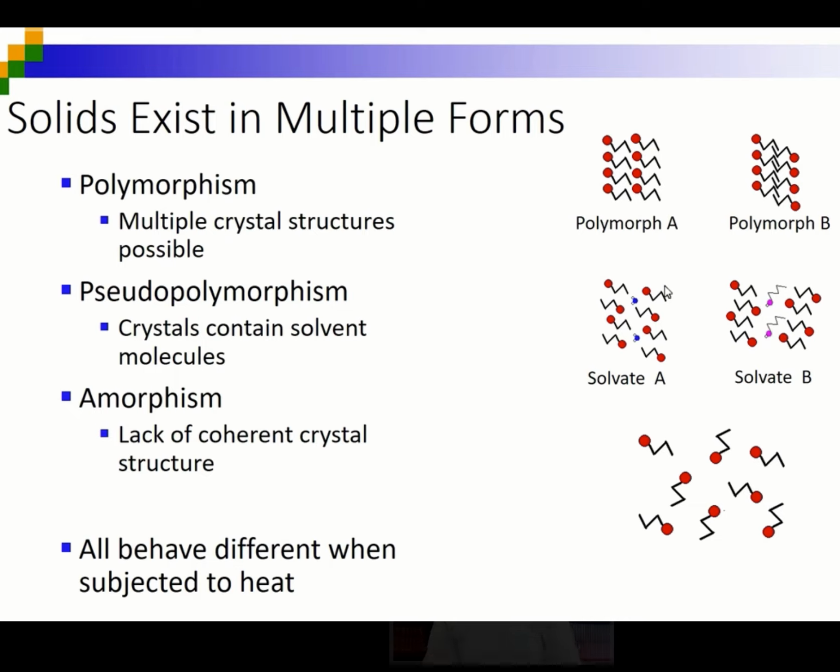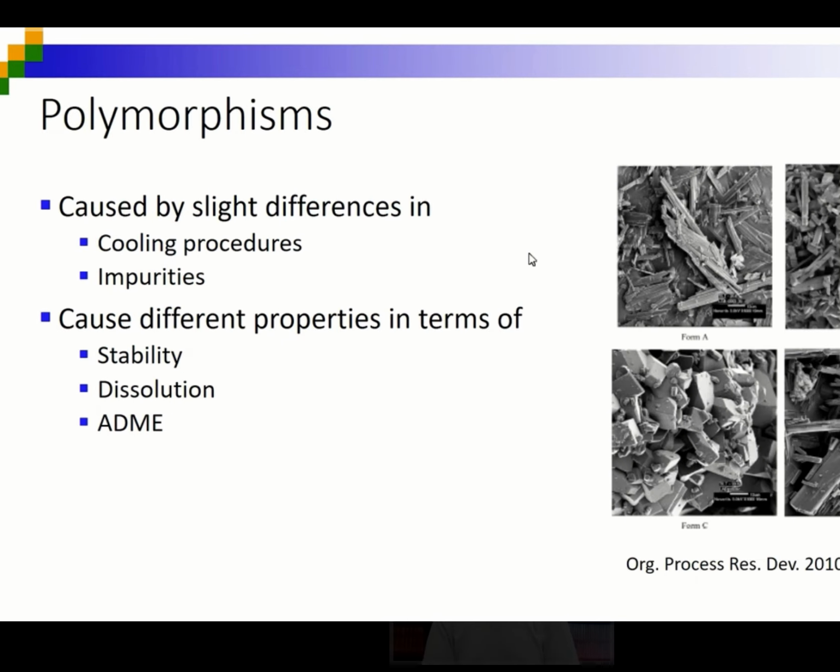If we have impurities, we can also get different polymorphisms. Think of this kind of like a solvate, but these may be molecules that are very similar to our drug molecule and actually form an integral part of that crystal structure.